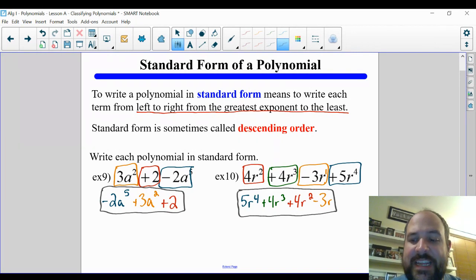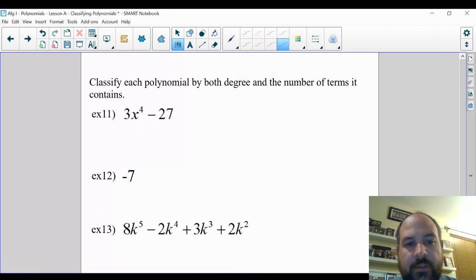All right, so that takes care of classifying polynomials based on the number of terms and the degrees and finding the standard form. We got 3 final examples here for you to determine what are the classifications based on the degree and the number of terms. Again, if you want to pause, you can. I'm going to keep going.